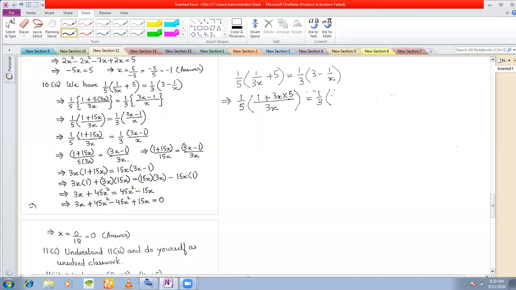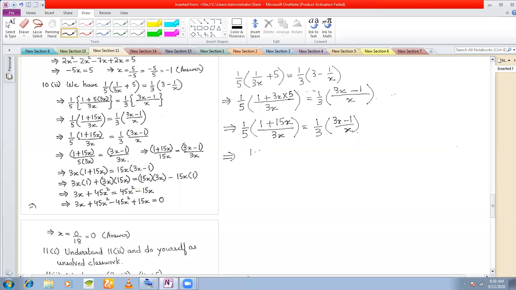Again, take the LCM x. X by 1 is x. And x into 3 is 3x. Minus x by x is 1. And 1 into 1 is 1. This is 1 by 5. And you have 1 plus, simplifying, you have 1 plus 15x divided by 3x is equal to 1 by 3, 3x minus 1 by x. Okay, now multiply.